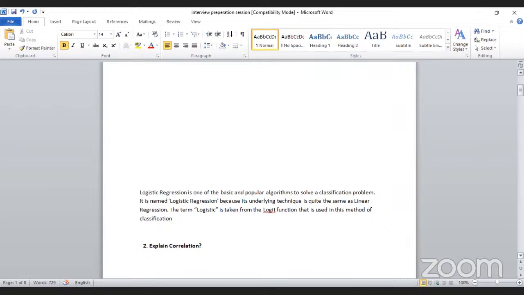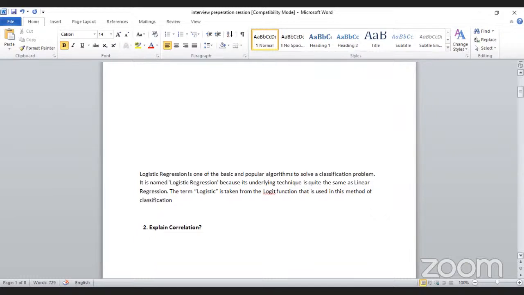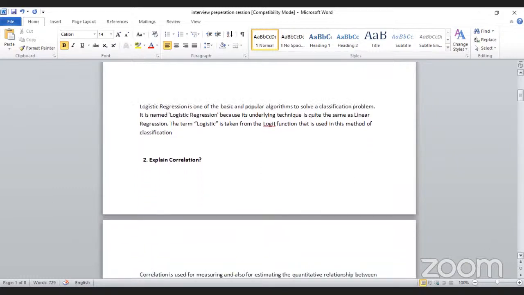Now, moving to the second question. Explain correlation. So, what is correlation? If you know, you can put your answers in the chat box.